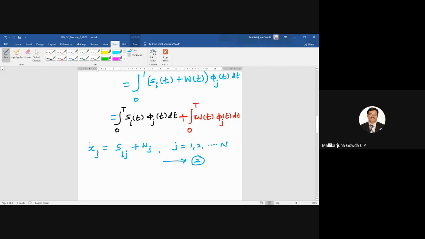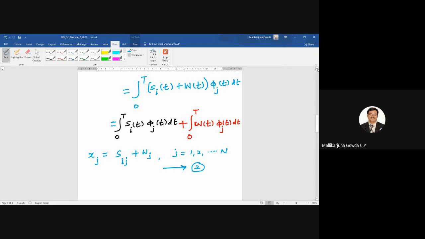Hope you have understood why I wrote at the beginning, while writing the diagram, that xj is equal to Sij plus Wj. When j is 1, I wrote Si1 plus W1. Similarly, for x2 it is Si2 plus W2, and so on up to xn, which can be written as Sin plus Wn. Is that clear?